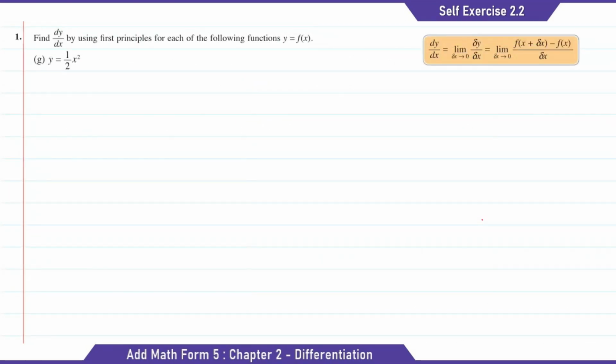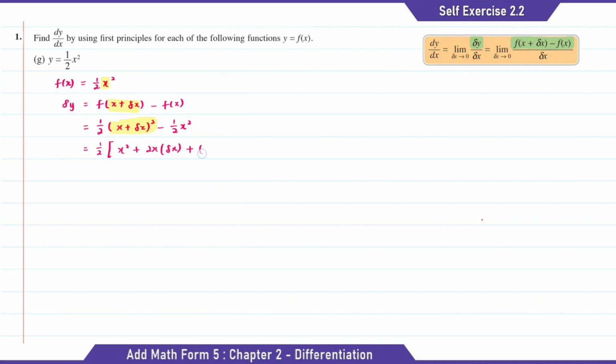Question G, y equal to 1 over 2x squared. So I can write this as f of x equal to 1 over 2x squared as well. Next, I'm going to substitute the x here with x plus delta x. So it will be 1 over 2 bracket x plus delta x squared minus the f of x, which is 1 over 2x squared. Next, I'm going to expand this. So this is equal to 1 over 2 bracket x squared plus 2x delta x plus delta x squared, minus 1 over 2x squared.